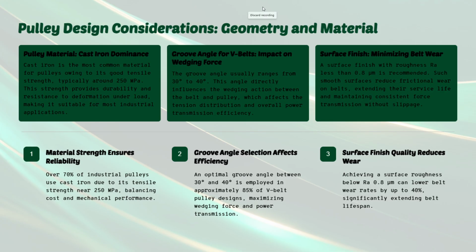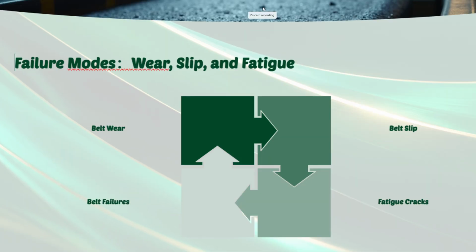Finally, the surface finish of the pulley must be perfectly maintained. Engineers recommend a smooth surface finish with a roughness, R_a, of less than 0.8 mm. Keeping the metal this smooth reduces frictional wear rates on the belt by up to 40%, vastly extending the lifespan of the belt while maintaining a flawless grip.